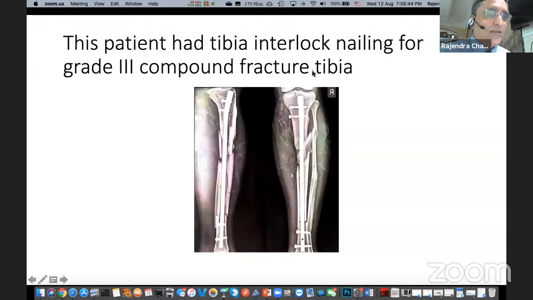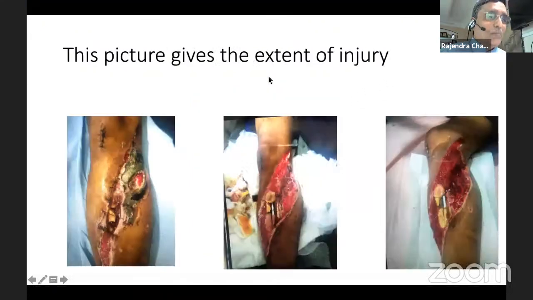Yes. So this patient had interlocking nailing done for a grade 3 compound fracture tibia. The patient's relative gave me this X-ray after 1.5 years of his initial treatment protocols. So this was the extent of injury. As we can see, there was a large flap in his compound fracture, and this was the incision of nailing done. And he had subsequent debridement.